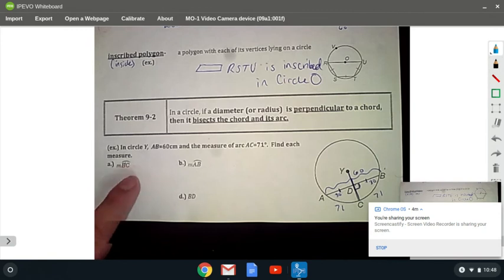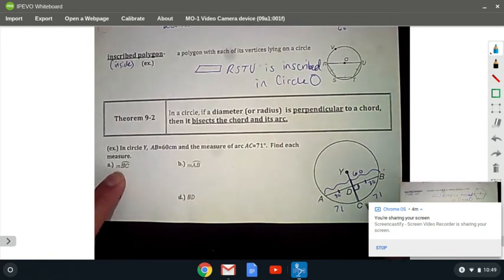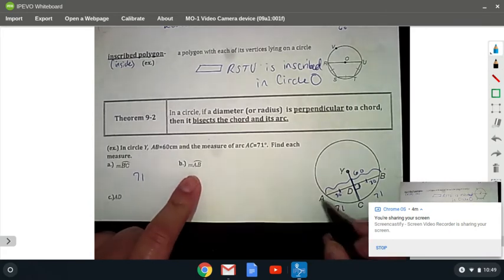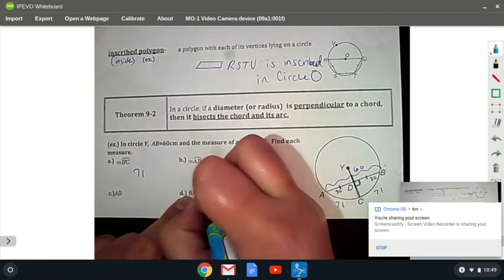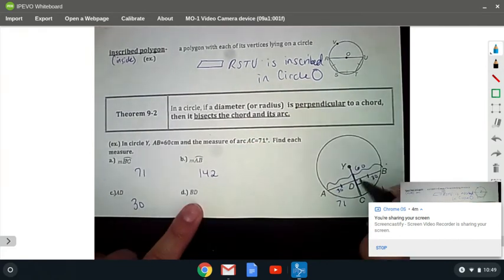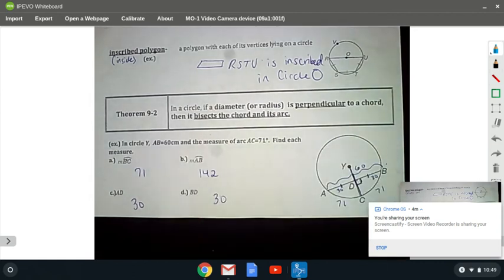Now let's take a look and answer all these questions. What would arc BC equal? It would be 71. What would arc AB equal? We'd add those together. 71 and 71 gives us 142. AD is 30, and BD would be 30. Okay, moving on to the next slide.